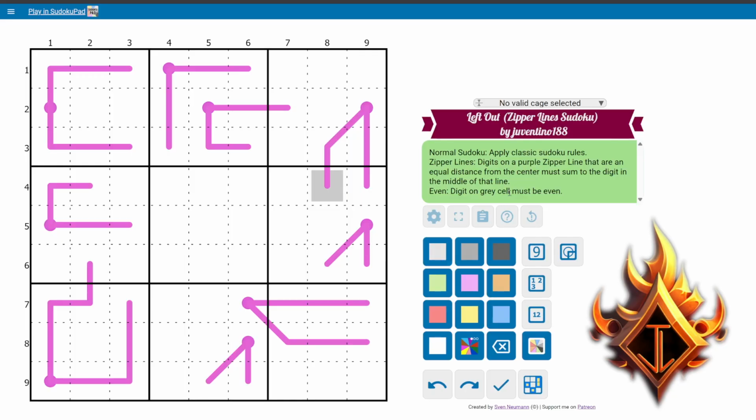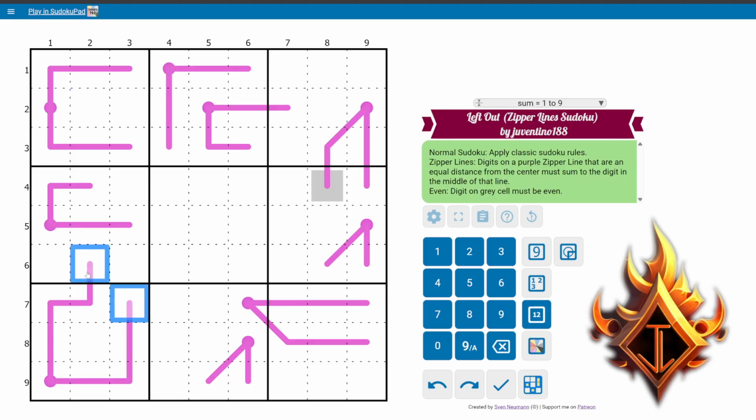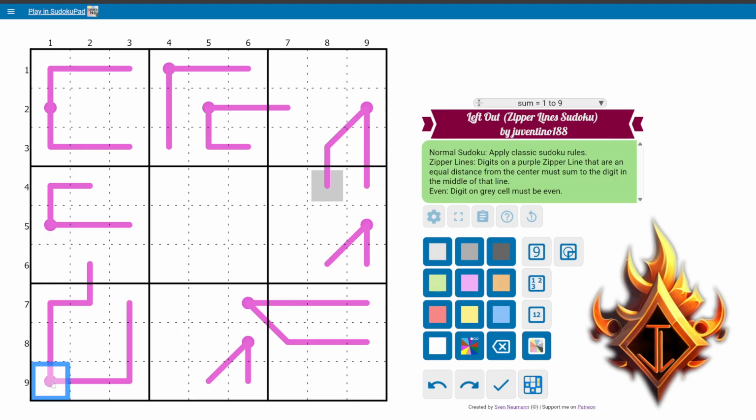We have normal Sudoku, so apply classic Sudoku rules. That should be 1 to 9 in every row, column, and 3 by 3 box. Zipper lines: digits on a purple zipper line that are an equal distance from the center must sum to the digit in the middle of that line, which are the marked circles. So those two will sum to that one and on down the line.